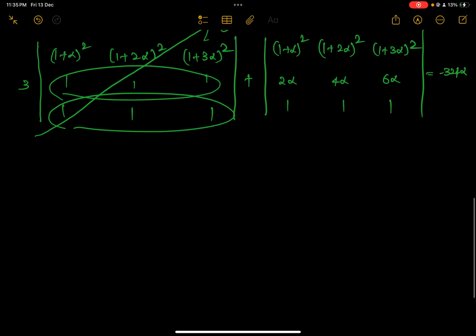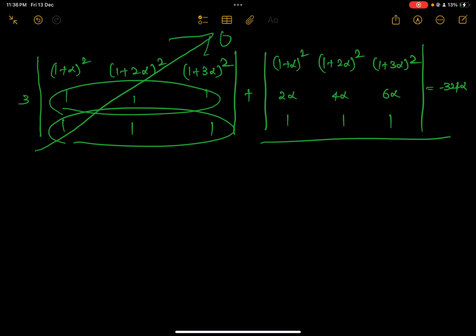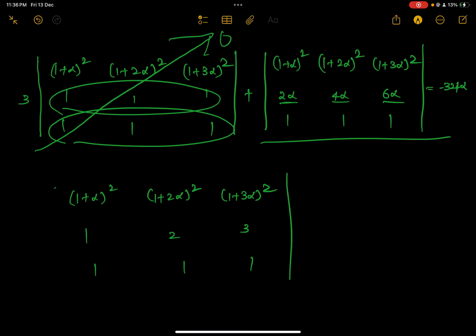Now you don't have to worry about it. Let us go to this determinant. So if you check the second row, 2 alpha is common here. So that is (1 + alpha)², (1 + 2 alpha)², (1 + 3 alpha)². And this will be 1, 2, 3, 1, 1, 1. And 2 alpha is common, that is minus 324 alpha.